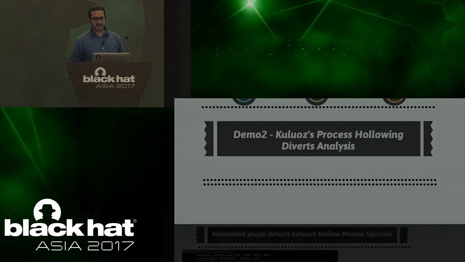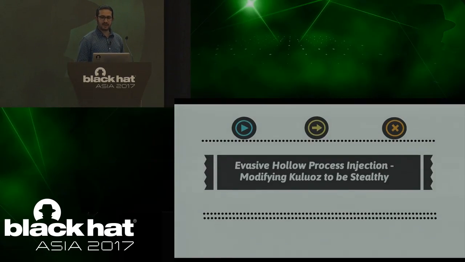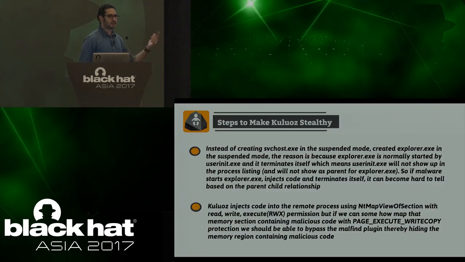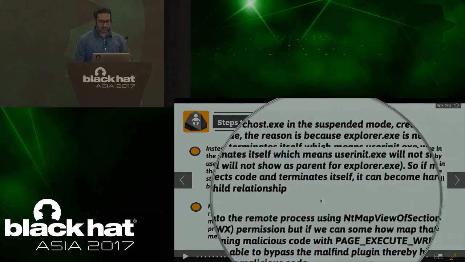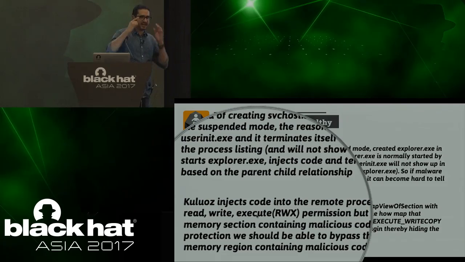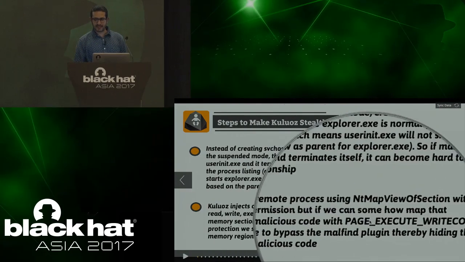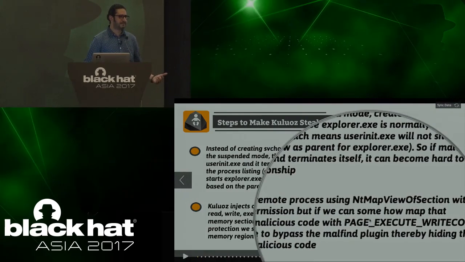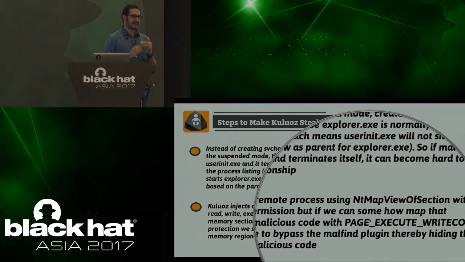To do that, what I did was I modified the Kulos code to start explorer.exe in the suspended mode. That is not a big deal. And what I wanted to do was, instead of read-write execute protection, because Malfind was looking for suspicious memory regions which have read-write execute protection, that's why it found the code that was injected at 6 followed by 4 zeros. If I can change the memory protection somehow to page execute write copy, I will be able to bypass that, because Malfind was not designed to look for this discrepancy.